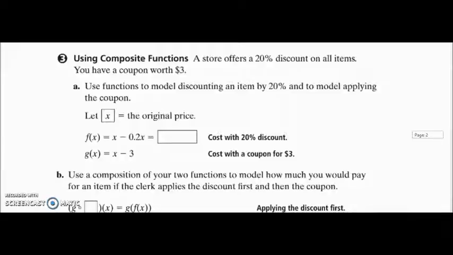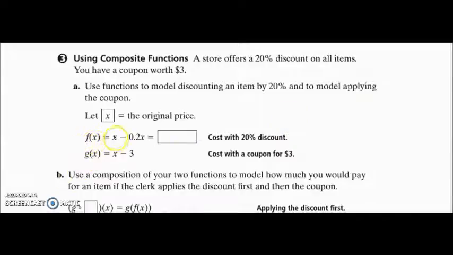All right, let's talk about composite functions. So a composite function, we're going to actually put one function into another one. We're going to solve the first one that's on the inside, get an answer, and then put that answer back in. So let's look at a real-world example. A store offers a 20% discount on all items, and you also have a coupon that's worth $3. So we're going to use these functions to model discounting the item by 20% and applying the coupon.